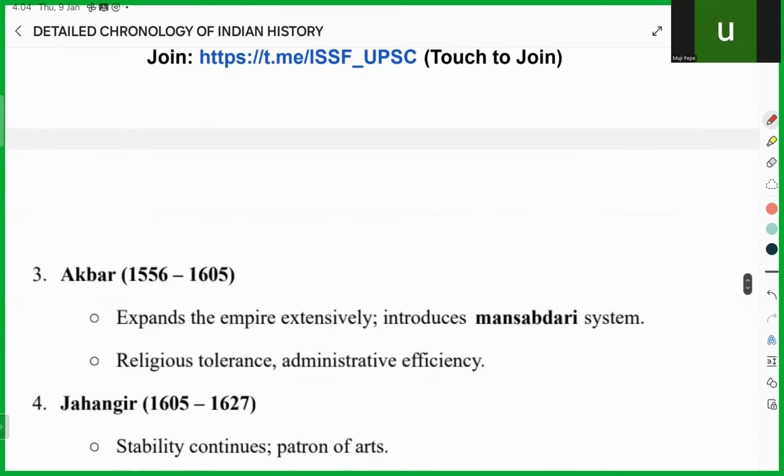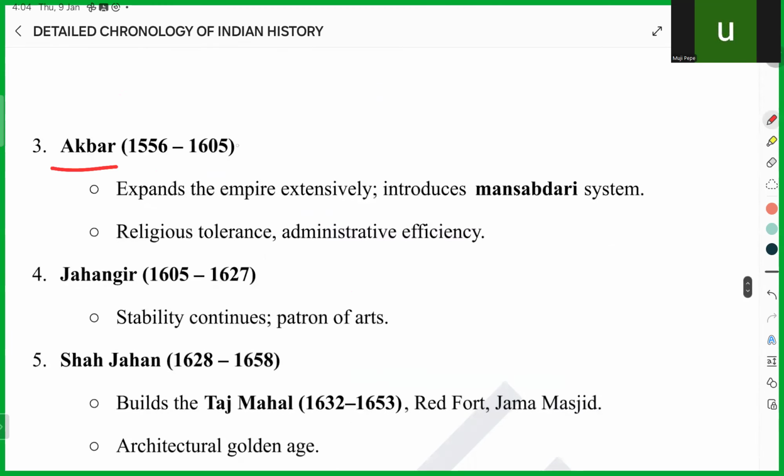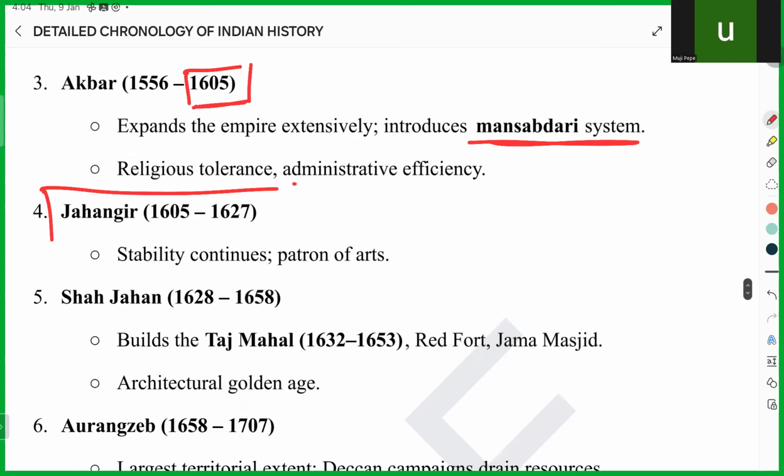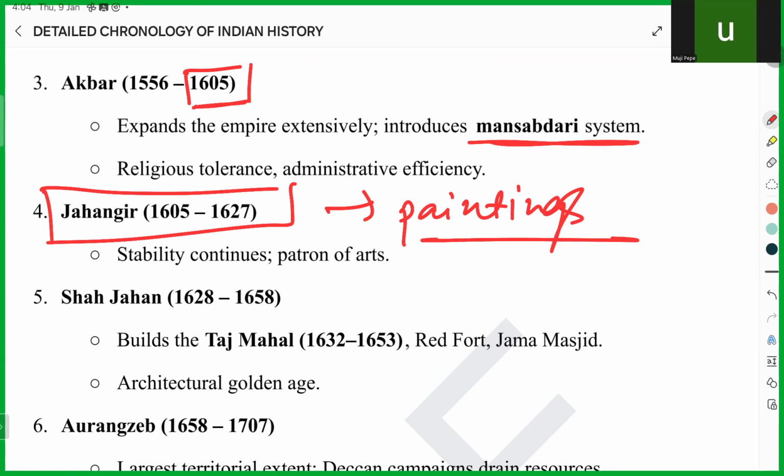Then Akbar came. He consolidated the areas of Gujarat, and he died in 1605, and he expanded the empire. He introduced the Mansabdari system. Then his son Jahangir was there. He was known for his manuscript paintings. Basically Jahangir was known for paintings, remember this.